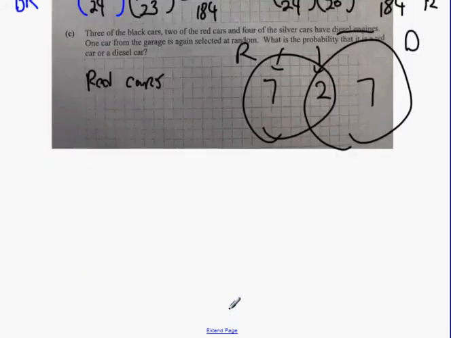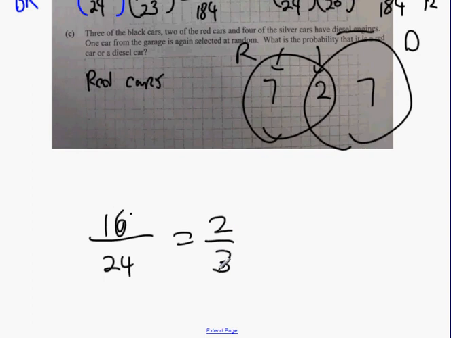Now, look at this here, okay? We have 24 cars, right? 24 cars, correct? Now, what we have here is 7 reds. It can be red or diesel. 7 reds qualify. The 2 red and diesels qualify, and the 7 diesel only qualify. So all 16 cars qualify, resulting in an answer of 2 over 3.